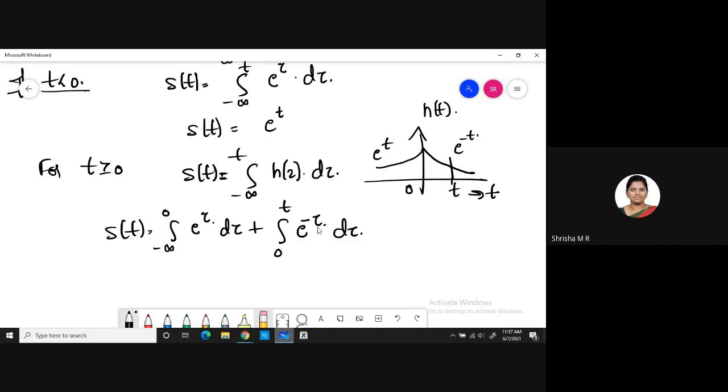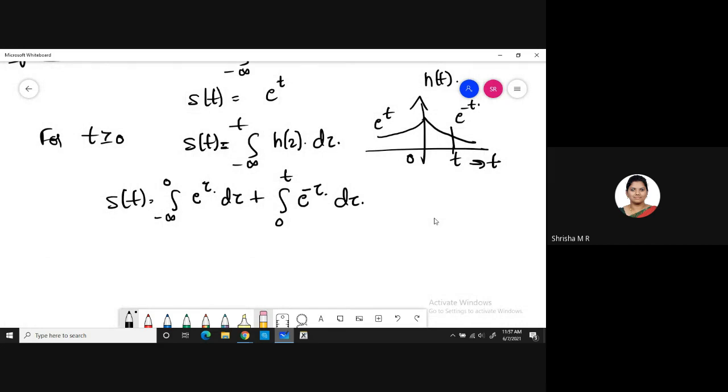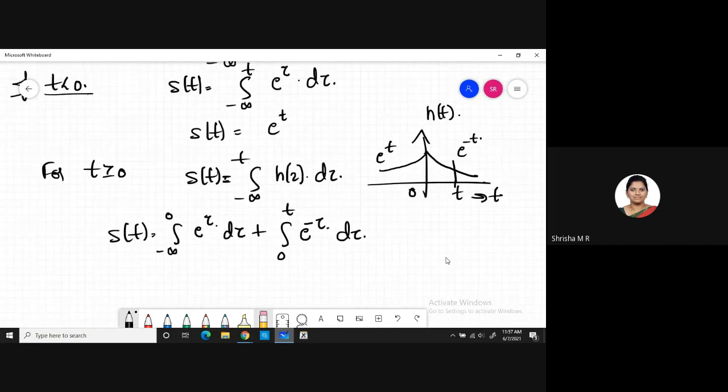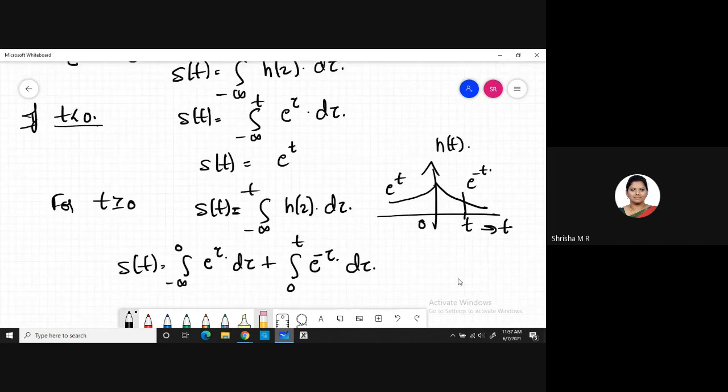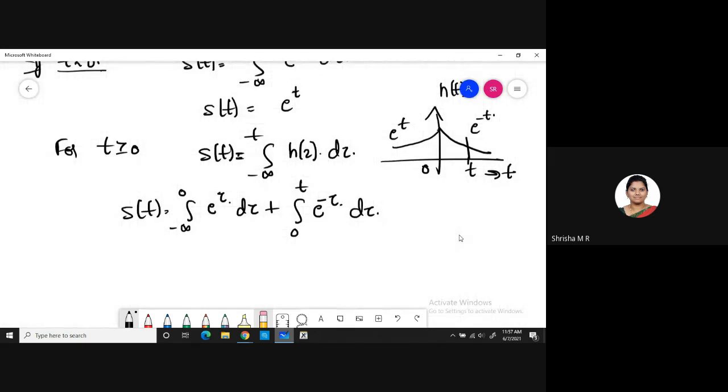It will have both positive values and negative values. So for t less than 0, it is e power t. For t greater than or equal to 0, you will have it like this. Clear? So try to solve this. Did you guys follow this? Try solving this, e power minus t. Check once what you get.